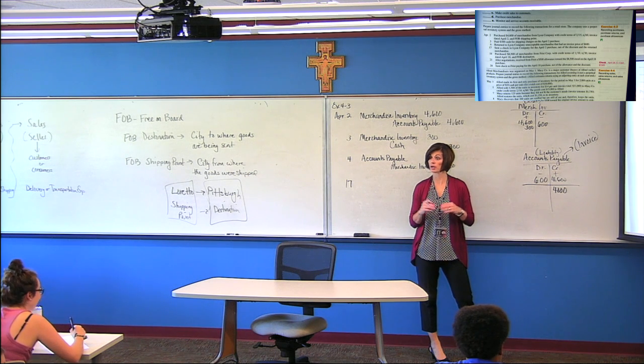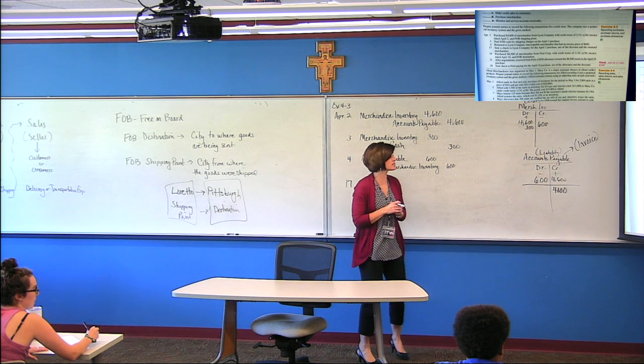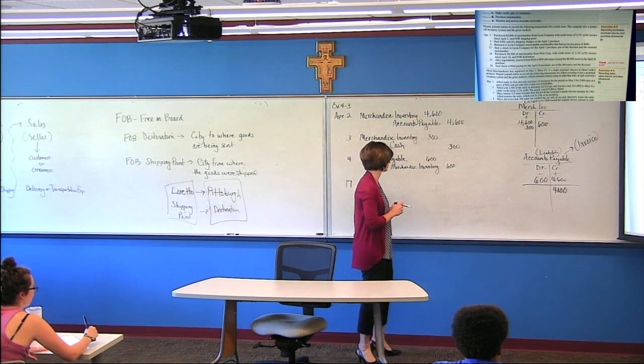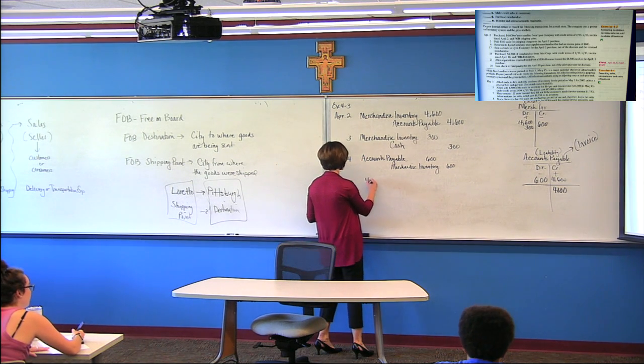No, it's not. Good, why not? Because I get to take a discount. I'm writing a check on the 17th. And my discount is 2%. It's 2% of what? 2% of 4,000. So let's figure that out before we do the journal entry.